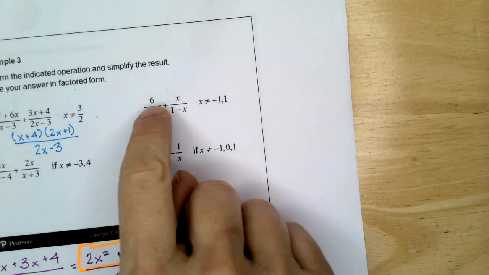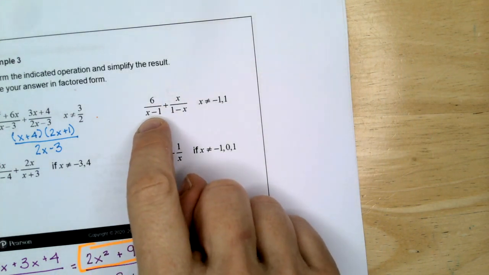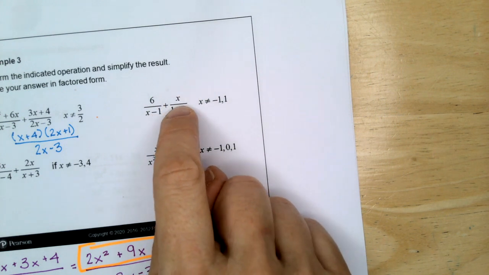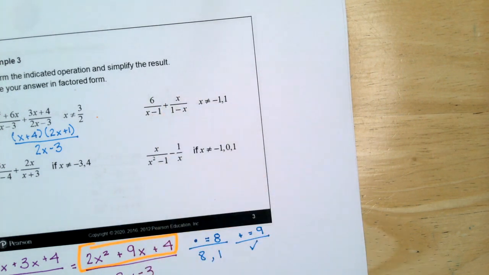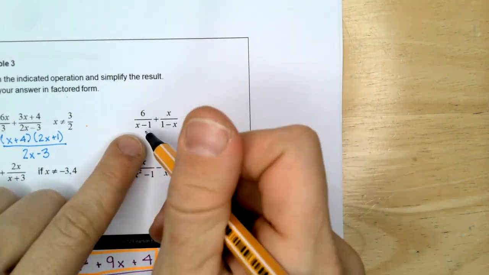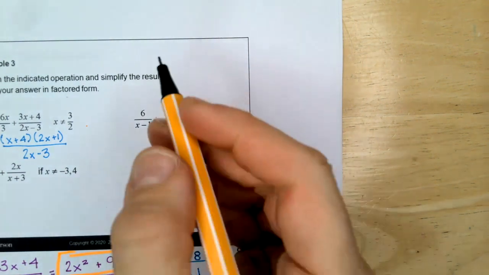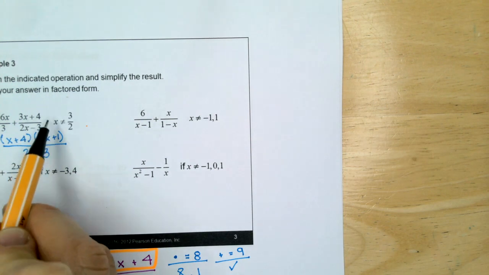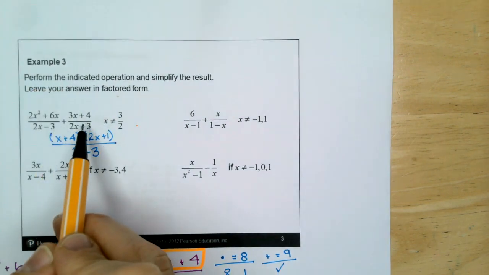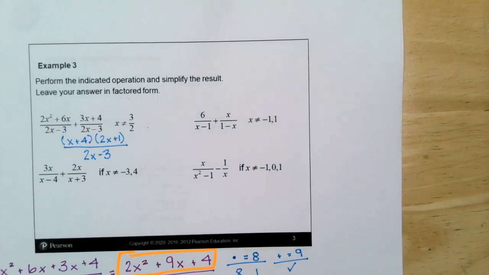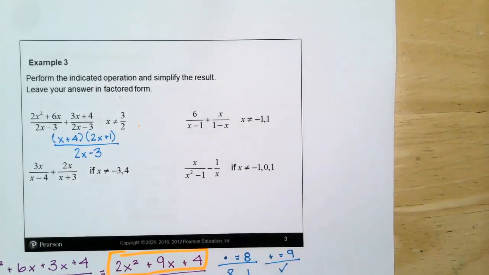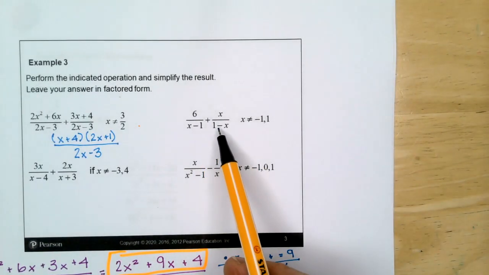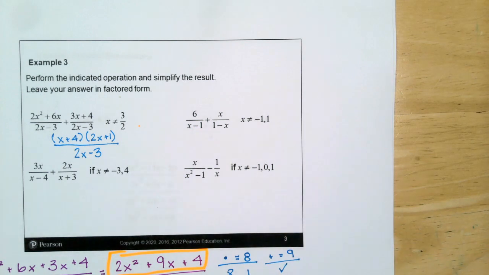Okay? All right, here we have 6 divided by x minus 1 plus x divided by 1 minus x. So let's talk about this again. In the previous problem, these needed to be the same: 2x minus 3, 2x minus 3, common denominators. That side works. This side doesn't because it's x minus 1 and 1 minus x. But what do we do when we see something like that?